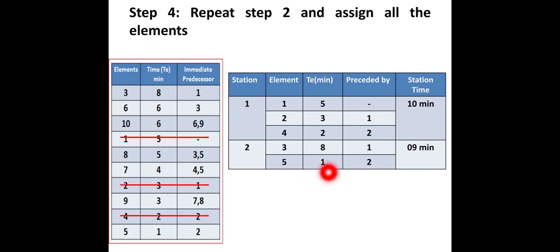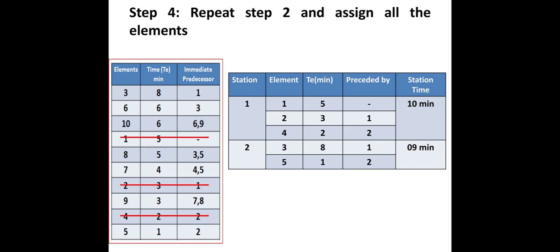So 8 plus 1 is 9, which is less than the cycle time given in the problem. So it can be assigned 9 minutes. So in the column of the element time, again you don't have any 1 minute time. So we can't assign any other elements to station number 2. So station number 2 will have only 2 elements of 9 minutes.